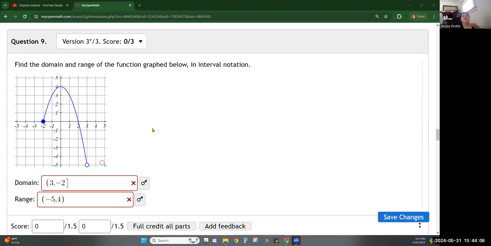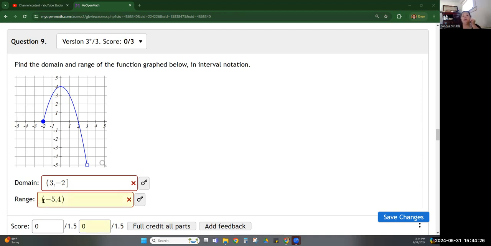Hey, I see what's going on with this. So they're asking for the domain and range. Your range looks good with one exception. You did a good job of going from the bottom to the top, because that's what the range is. It only has to do with the y-axis, from the bottom to the top. So you did great with that.